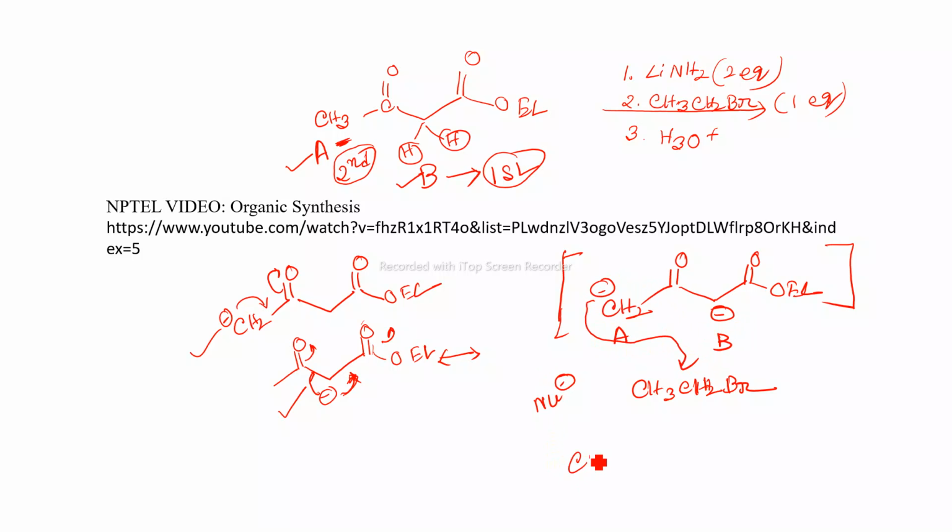So what we will get? CH3, CH2, CH2, C double bond O. After that, just protonation. Is it clear? Or I should explain again? Okay, fine.